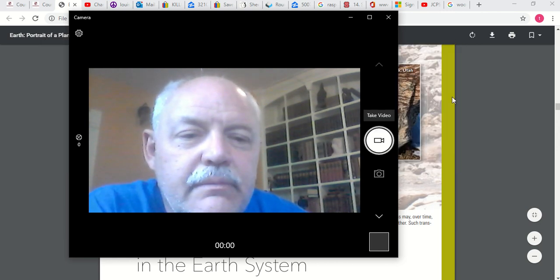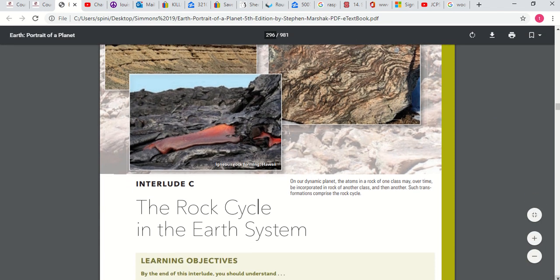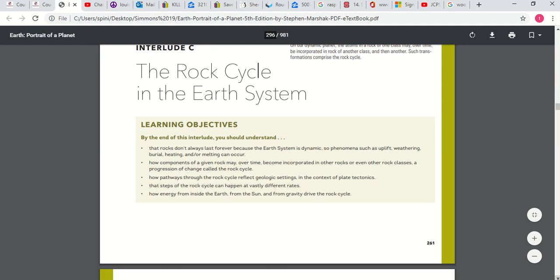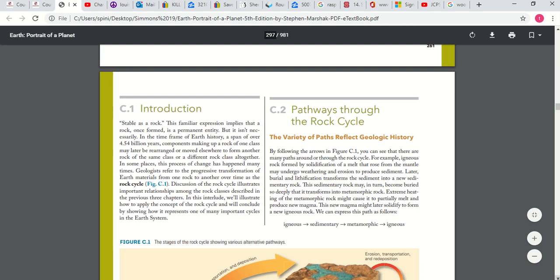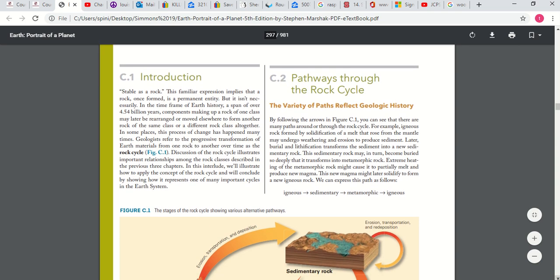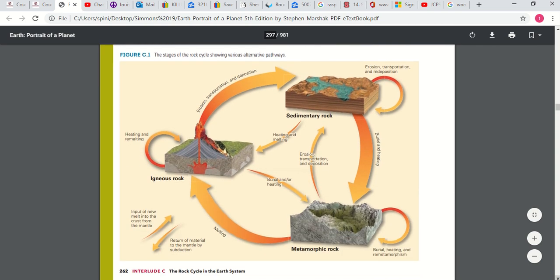Let me get to the section here. There we go. So we're on interlude C in your book. Again, we're jumping around a little bit. This is page 261. So let's look at the rock cycle. I'm going to go right to this picture here. We know the three different types of rock. We just talked about them in the last lecture, and they are igneous rock, sedimentary rock, and metamorphic rock.